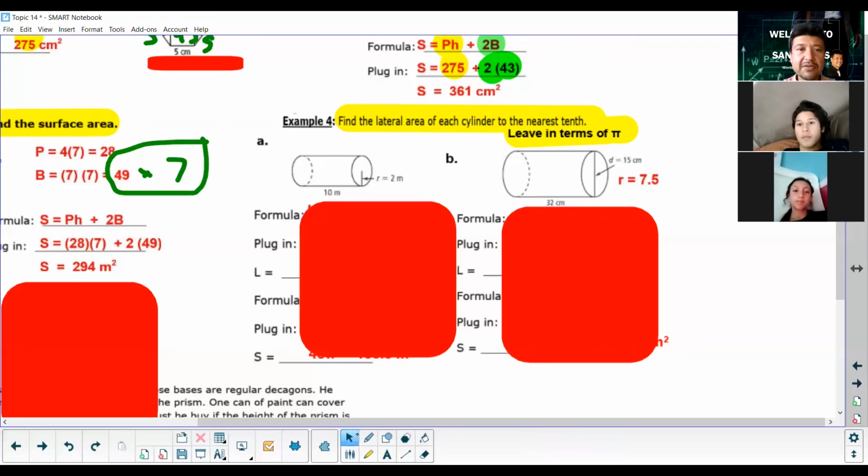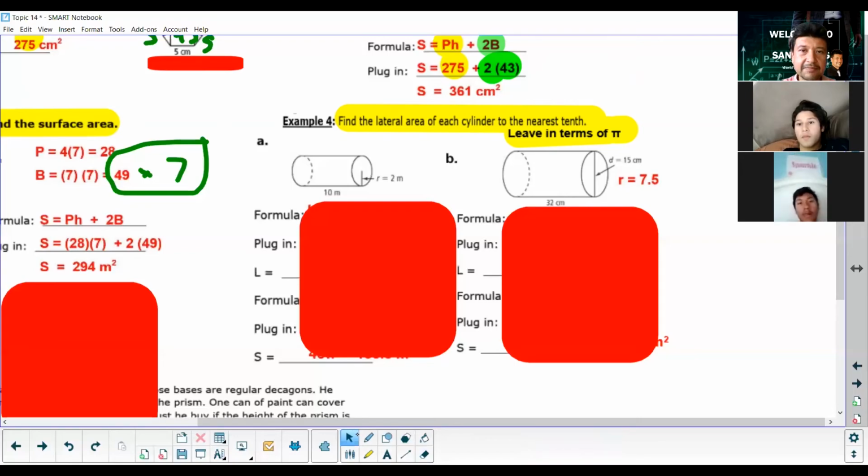All right, so now do this. Is Marcus there? Yes. Marcus, look at the problem and lead me through solving A. How will we do this next one? Lateral area of each cylinder.